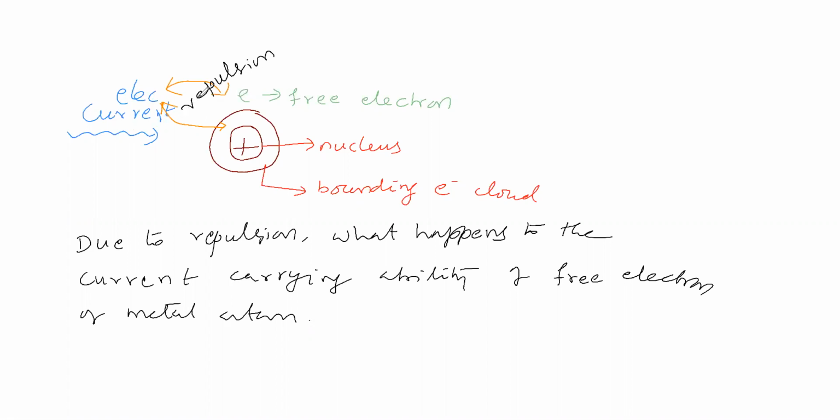Due to this repulsion, the current carrying ability of the metal reduces, or rises, or remains the same. What do you say? What happens to the current carrying ability of the free electron of the metal atom due to this repulsion? Do you say it remains the same, or reduces, or rises?